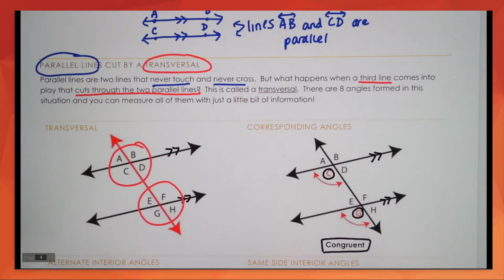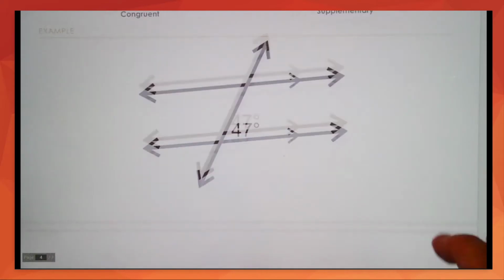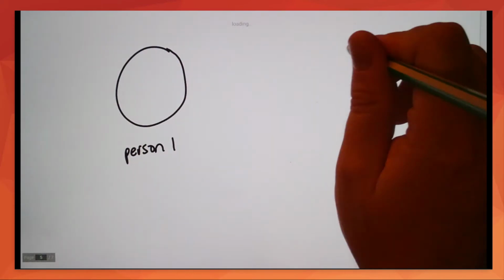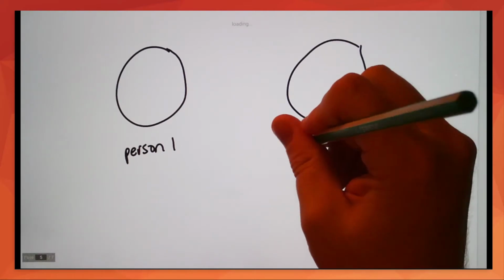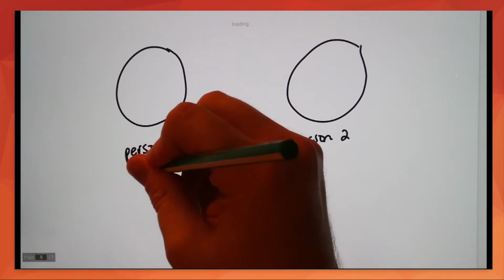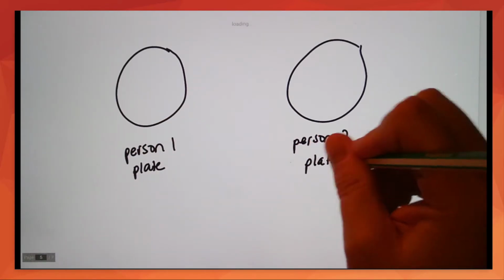let's say you have, do I have some blank space at the bottom here? Yeah, I kind of do. You don't have to draw this, but I'm just going to draw a diagram. So let's say you're making dinner for two people, all right? And this is person one's plate, and this is person two's plate. That says plate, in case you're wondering.